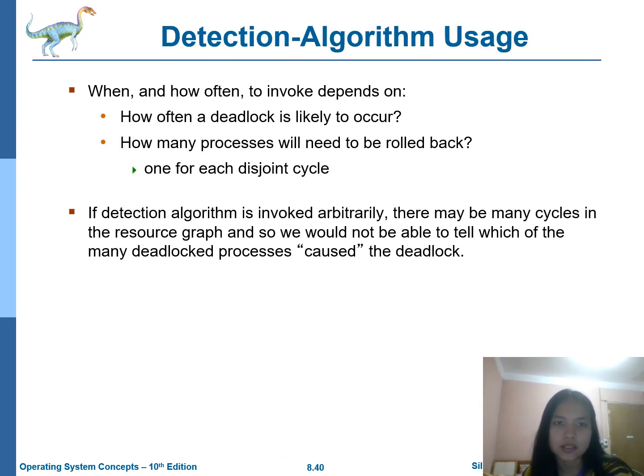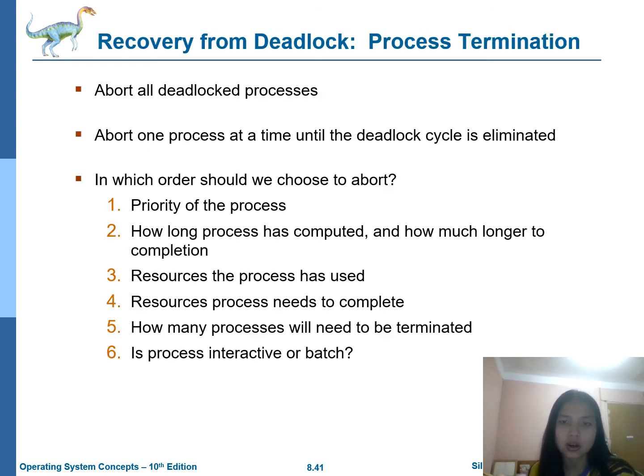Detection algorithm usage: when and how often to invoke depends on how often a deadlock is likely to occur and how many processes will need to be rolled back. If the detection algorithm is invoked arbitrarily, there may be many cycles in the resource graph, and so we would not be able to tell which of the many deadlocked processes caused the deadlock.